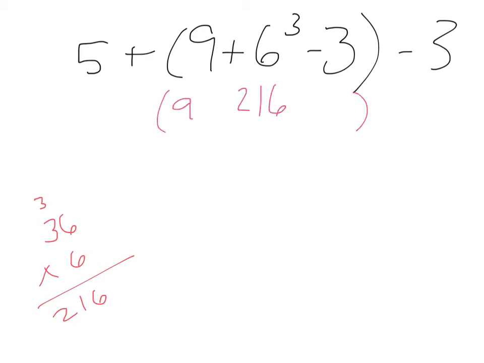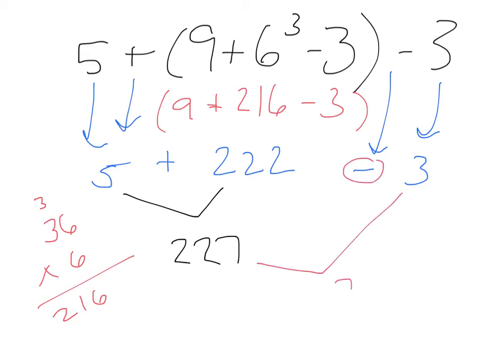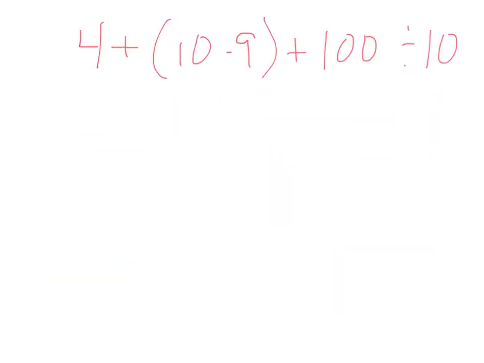Now, in this set of parentheses here, I have 9 plus 216 minus 3. 9 plus 216 is 225, and minus 3 is 222. I'm going to write 222 below. Now I still have my 5 remaining, my addition sign, and still my subtraction sign, and my 3. When I add 5 and 222, I get 227. And when I take 227 and subtract 3, see my subtraction sign right there, I'm left with 224 for a grand answer of 224.